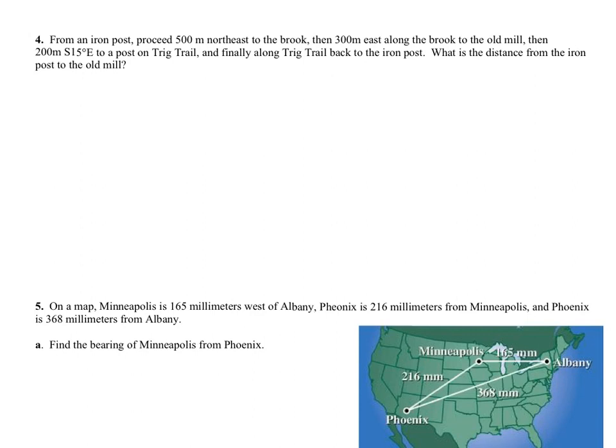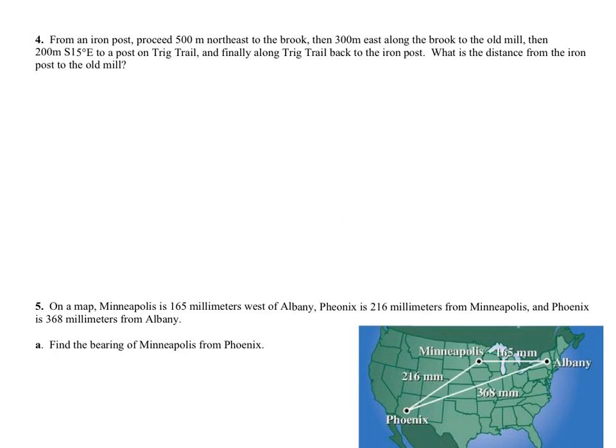Problem 4 on the 8.3 Day 2 worksheet is exactly like problem number 7 on the 8.3 Day 1 worksheet. Going from the iron post to the brook to the old mill, on Trig Trail, and then finally back to the iron post. Now, if we start from the beginning, we just want to create an image that represents all of this information.